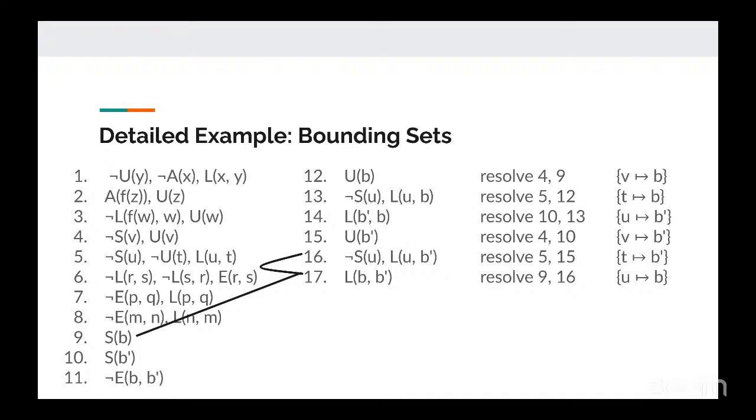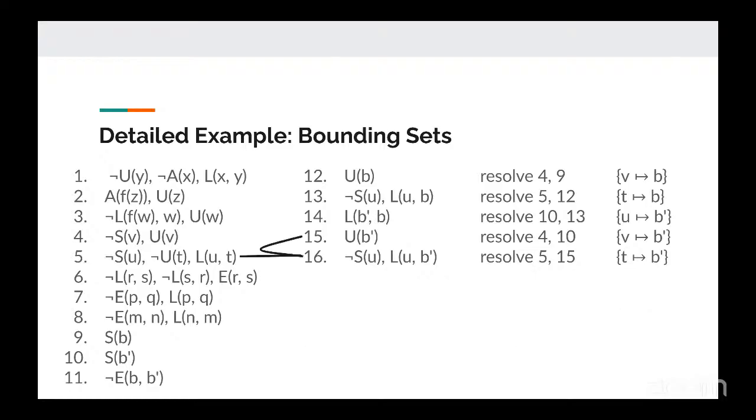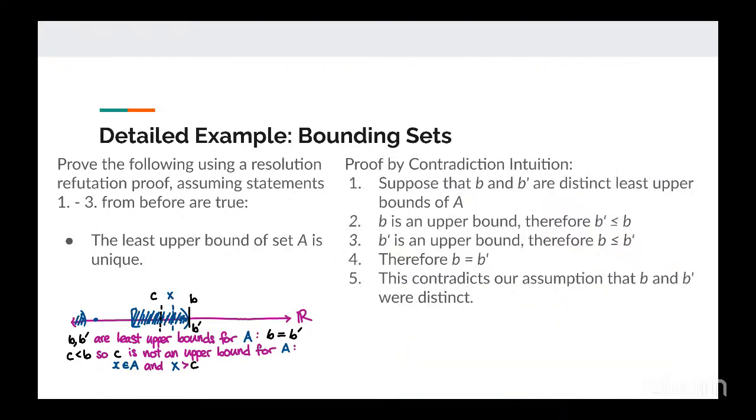The only one that makes sense to use is 6, because I have 2 L statements, and this has a not L. So that's exactly what I do next. I resolve 6 against 14, and then I use that number 18, resolve it against 17, and I get that they're equal. Okay. So that's exactly step 4.